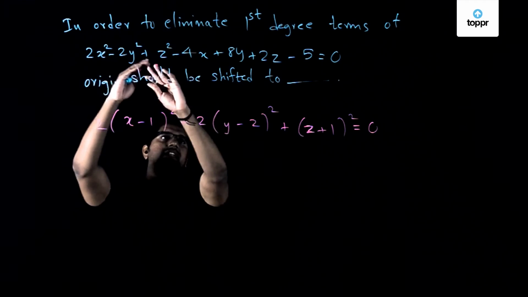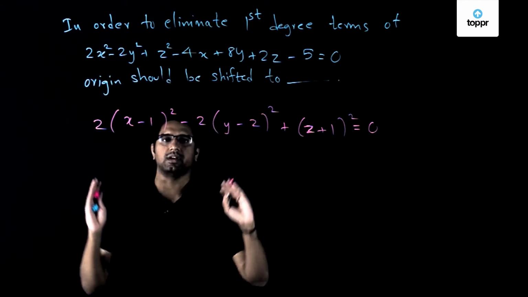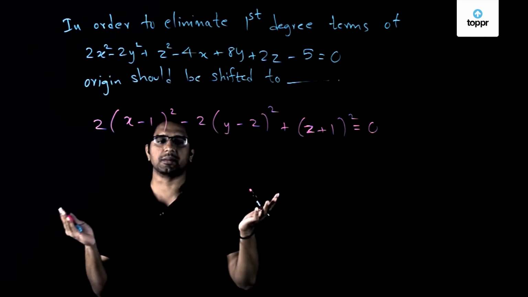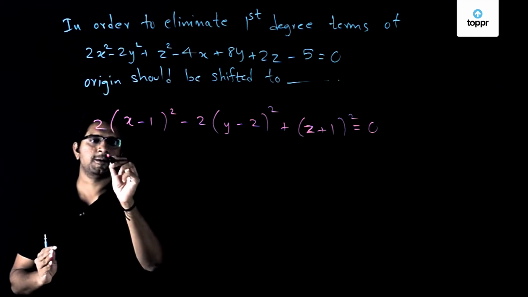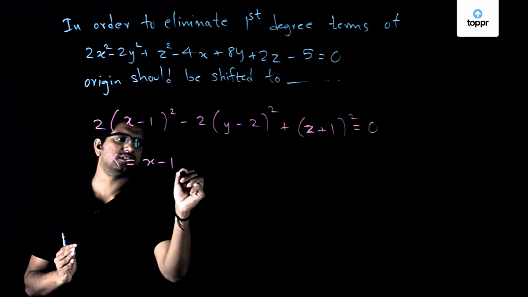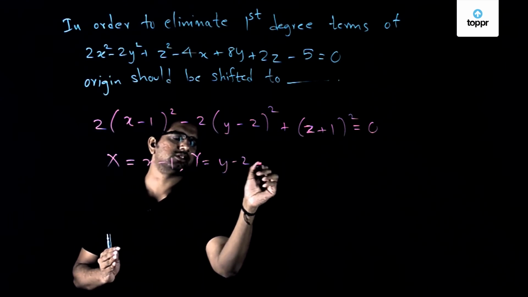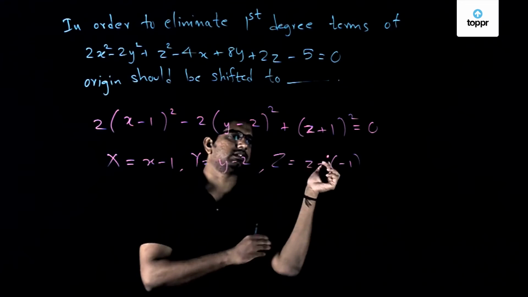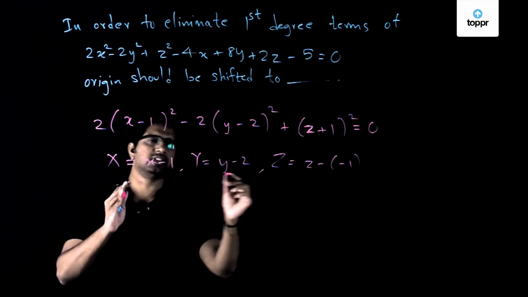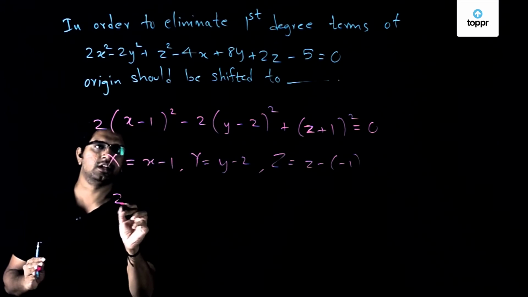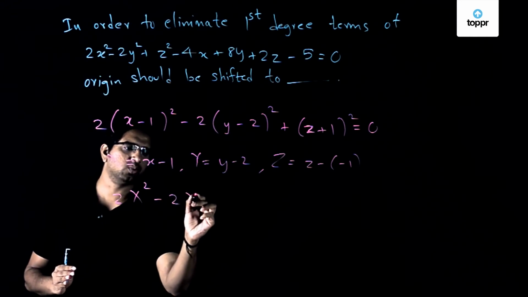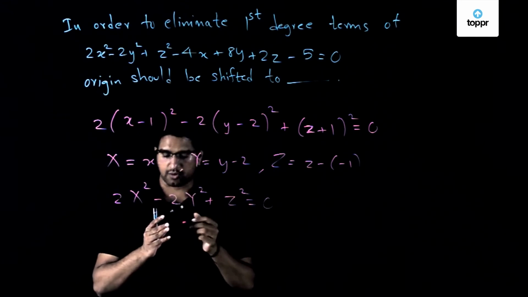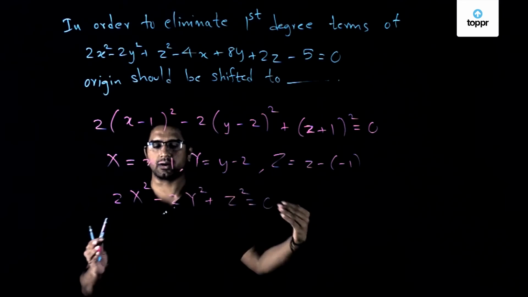So, what we have seen is that we have basically broken down this equation into a sum of squares. Once we have this, the answer to our problem follows immediately, because if I take capital X equals x minus 1, capital Y equals y minus 2, and capital Z equals z minus of minus 1, which is z plus 1, and make these substitutions, then this equation becomes 2X square minus 2Y square plus Z square equals 0, which is exactly the form we wanted. That is, a form in which there are no first order terms.